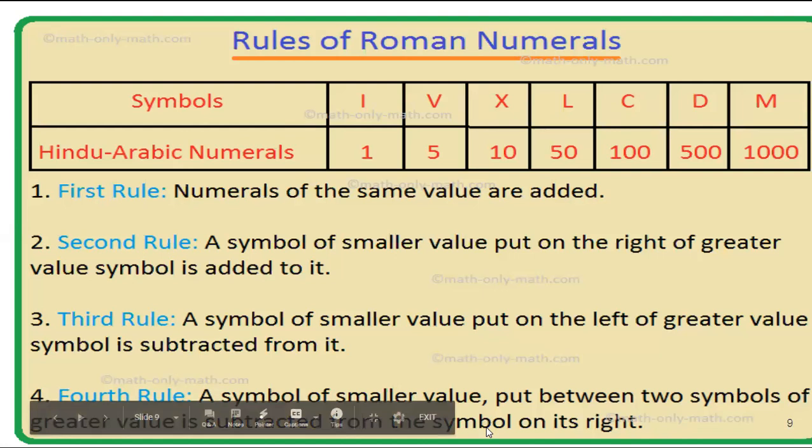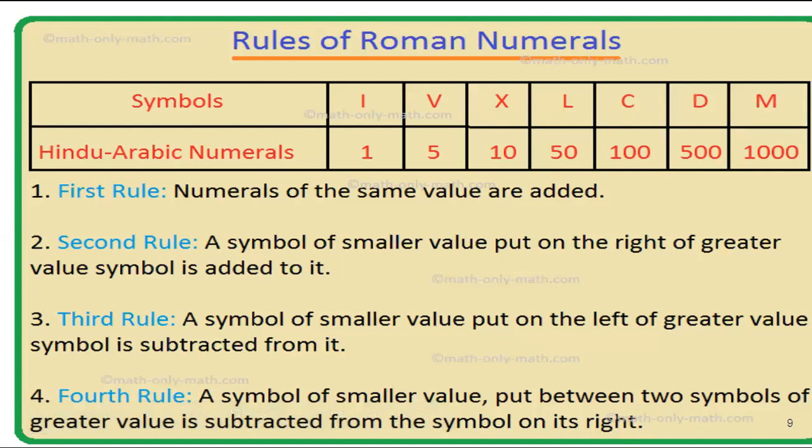Now, first, we'll go through the rules. We all know that the symbols of Roman numbers use only 7 Latin symbols. They are I, V, X, L, C, D, and M. And each and every value is given to us. And there are 4 rules.